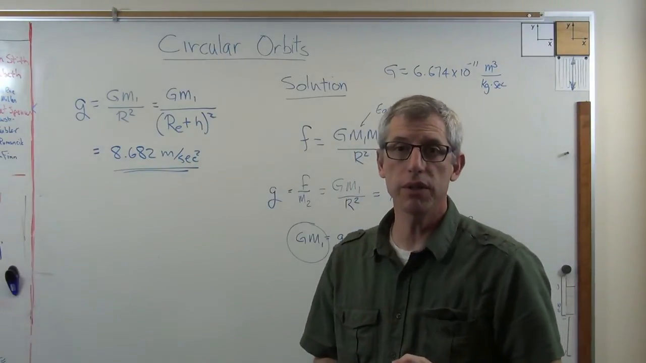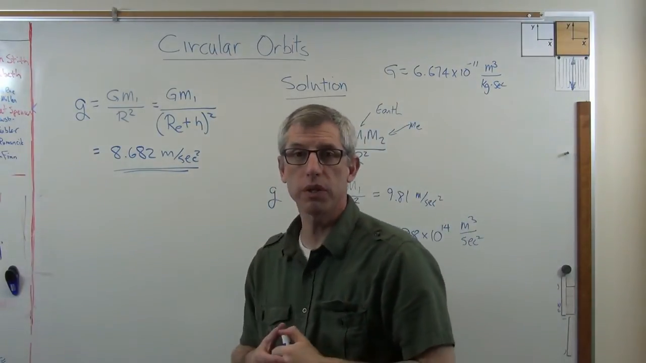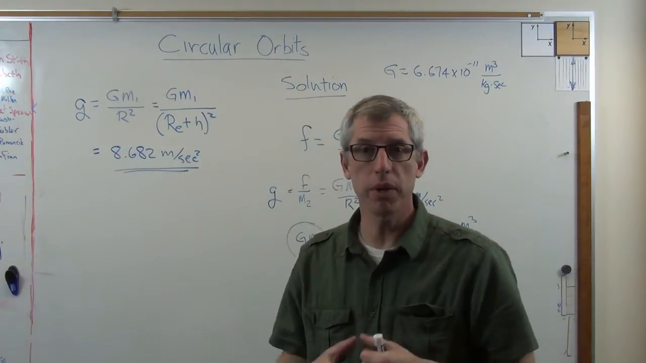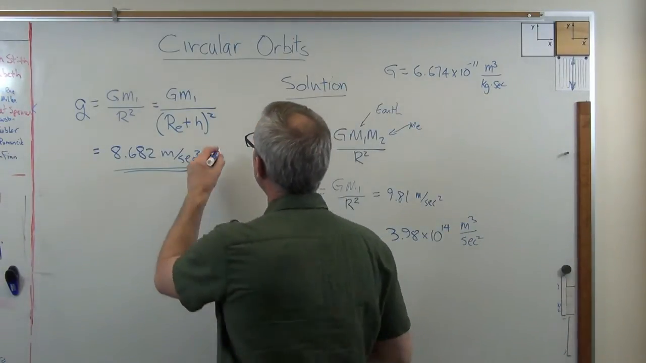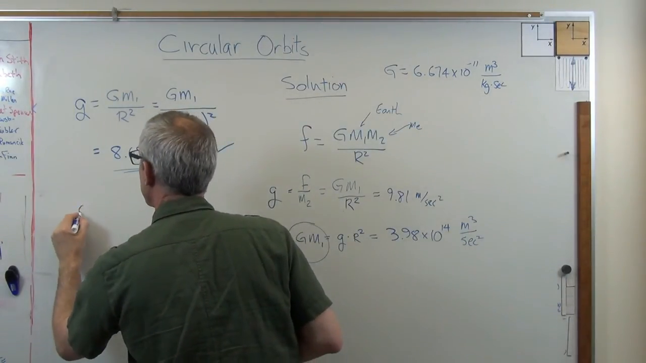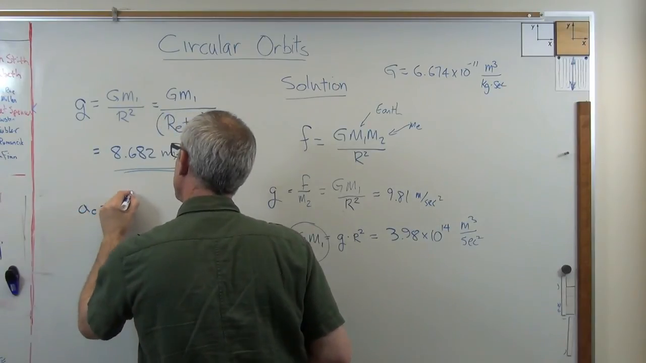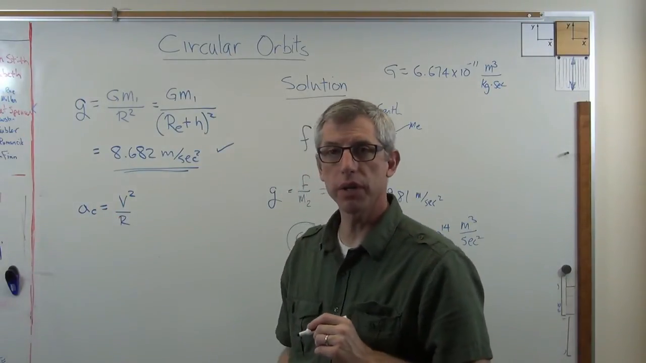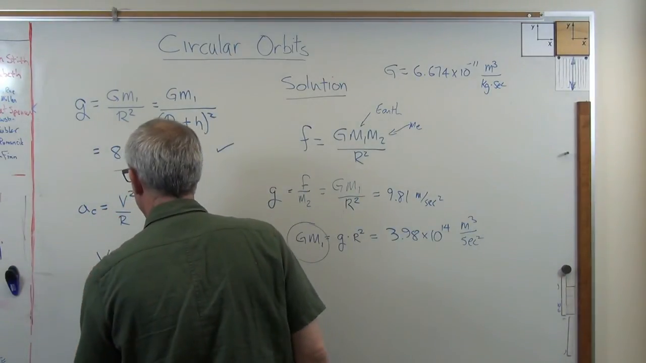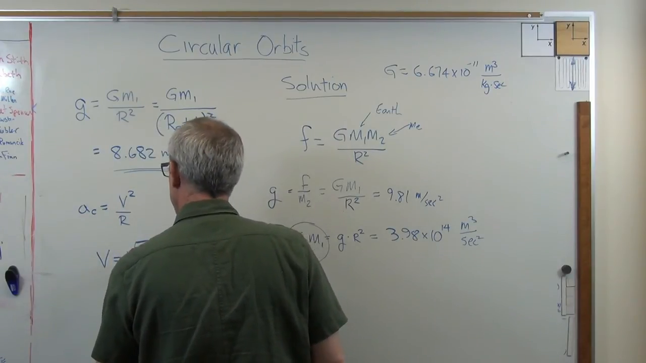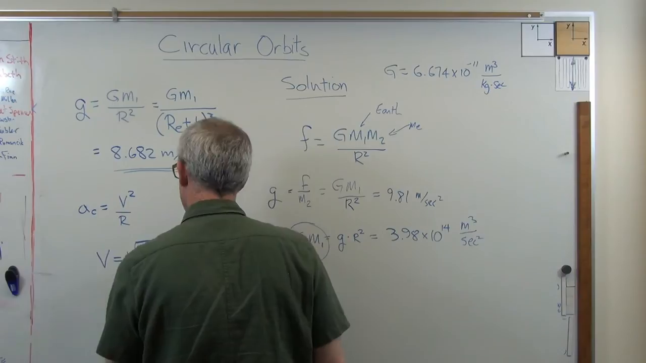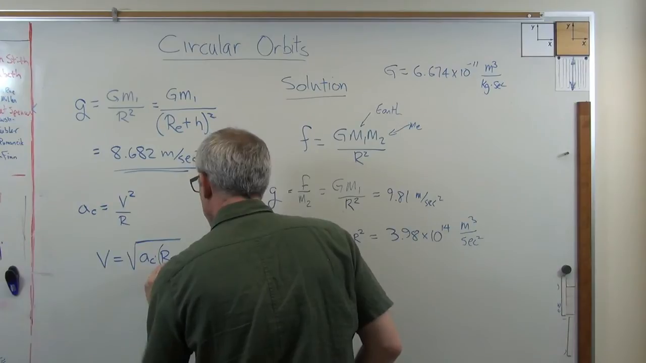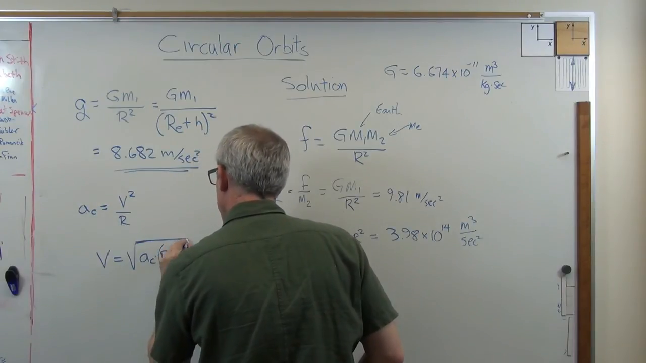Now that's noticeably less than the 9.81 meters per second squared we see at the surface of the Earth, even though we're only 400 kilometers away. That 1 over r squared term really builds up quickly. Alright, so now that we've got that, next thing we're going to do is say, the centrifugal acceleration equals v squared over r. Alright, well that's going to be the centrifugal acceleration. So what I can do now is say v equals the square root of the centrifugal acceleration times r. The r is now r of the Earth plus the height above the Earth.